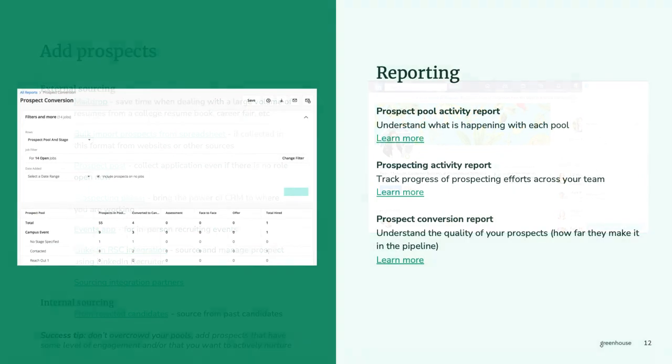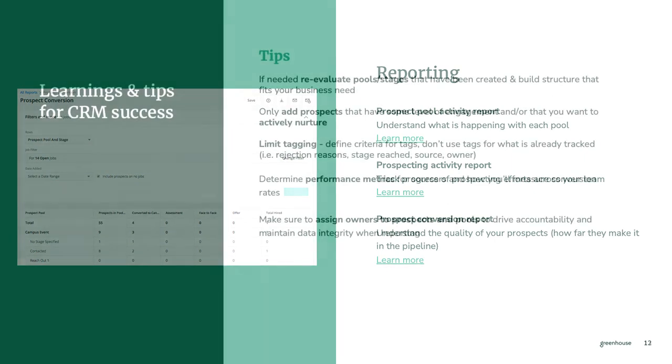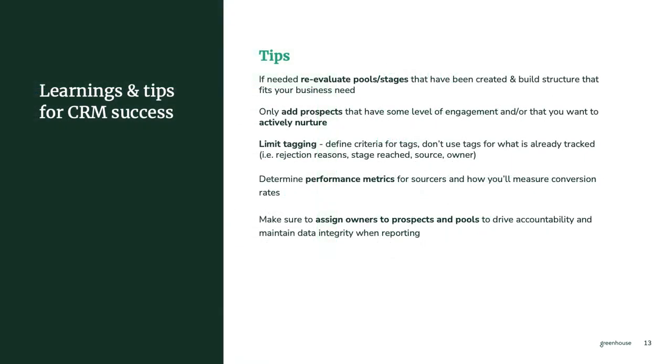And once you have all of that set up, you have the ability to report on everything you do, including a prospect pool activity report, a prospecting activity report, and a prospect conversion report. These reports will allow you to know how successful your CRM activities are. And last but not least, a few tips we've learned from our most successful CRM customers. Follow these tips to get the most out of your CRM. And of course, feel free to lean on your customer success manager or your account manager to also help you get the most from your CRM.